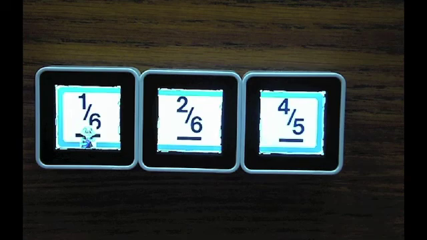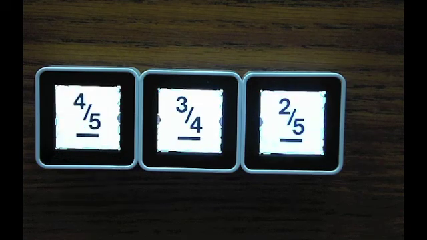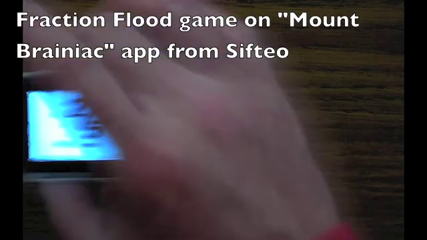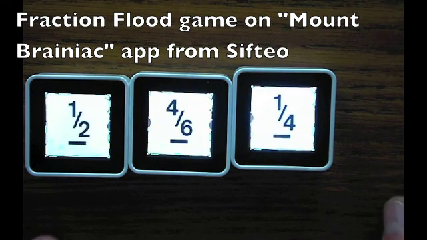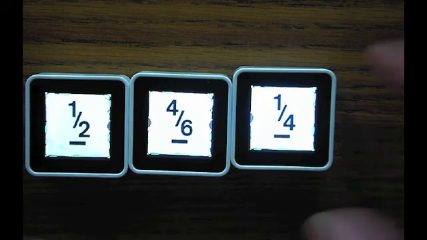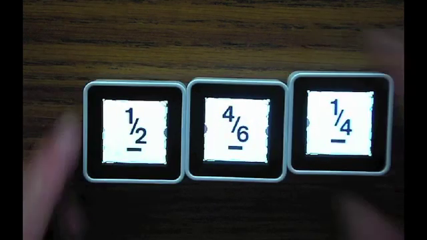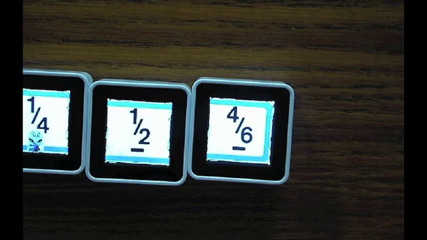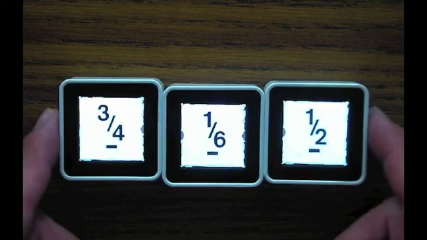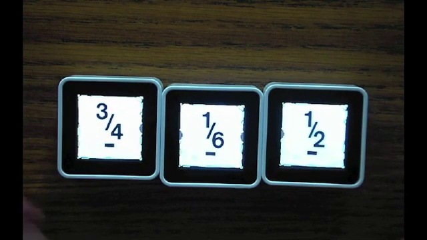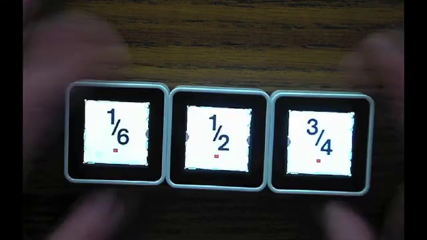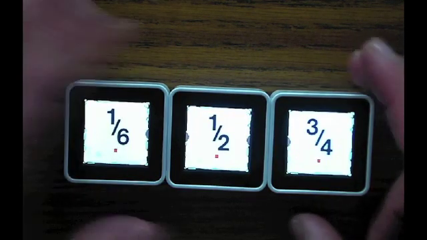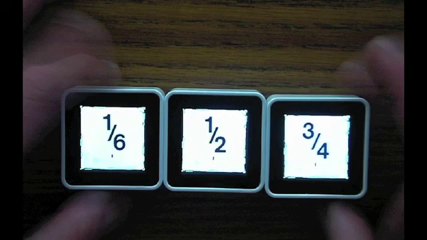Well, you guys are awesome at this. You guys are cranking on these. Fraction flood. Which one's going to go first? Very good. There you go. Whoops, I touched them together. Is that right? Should be.